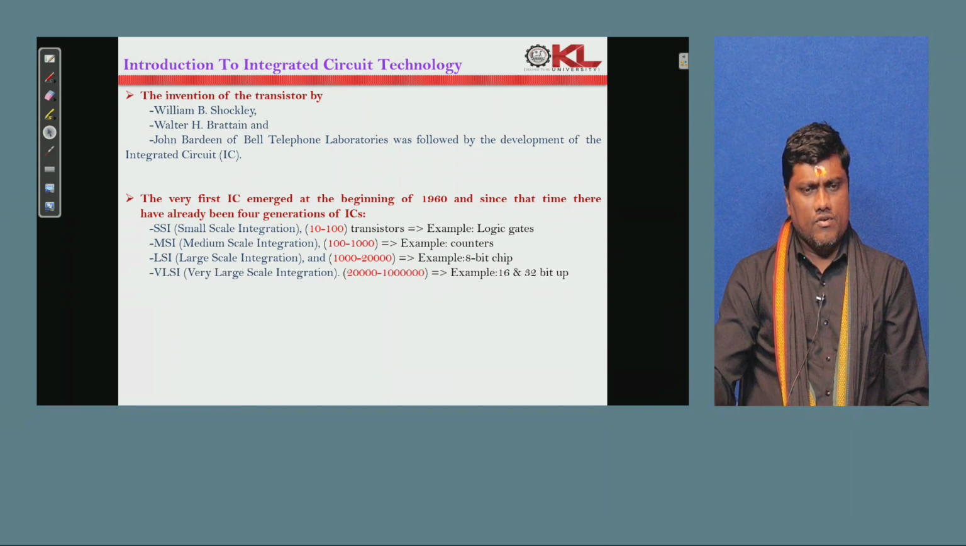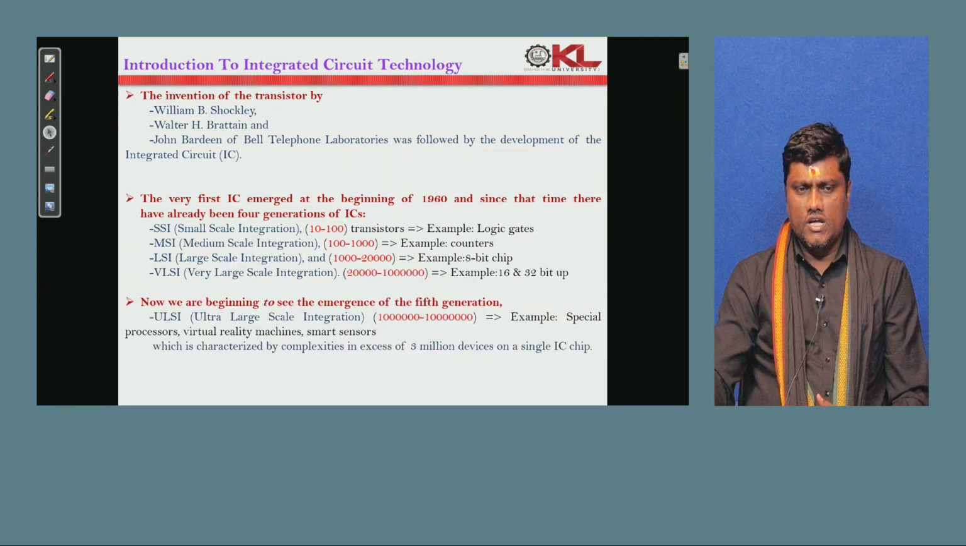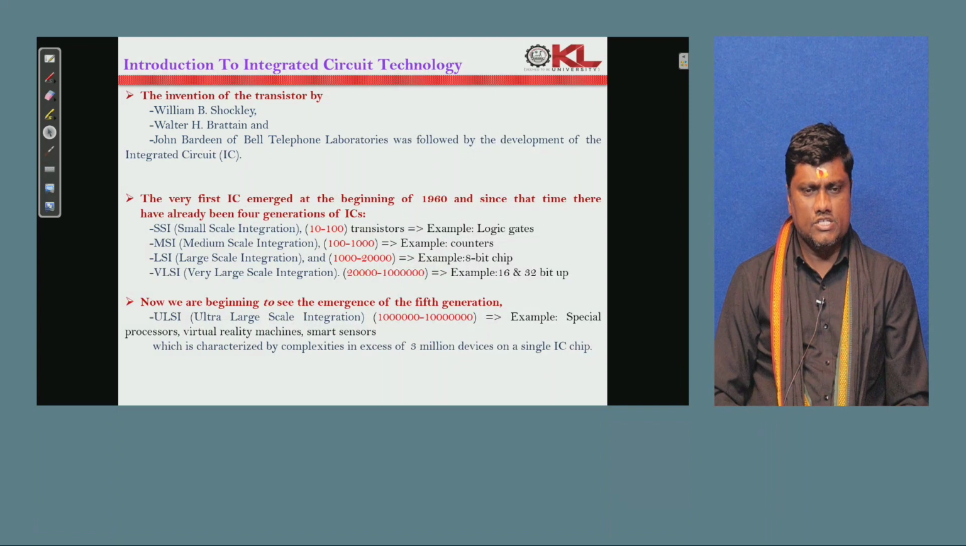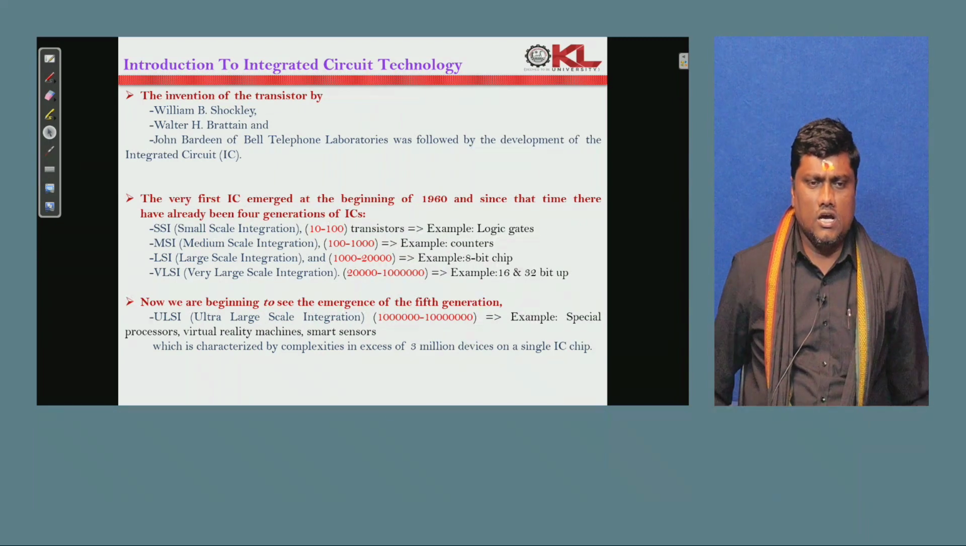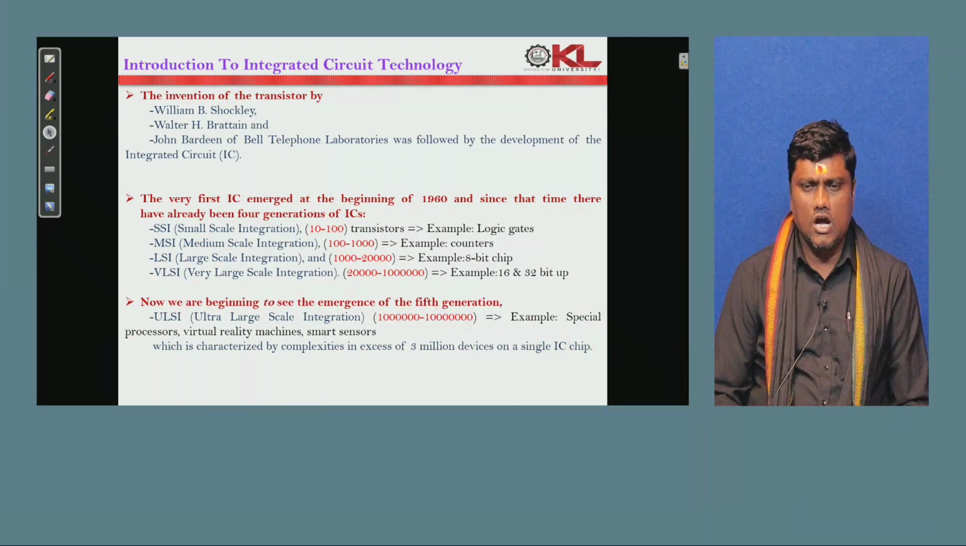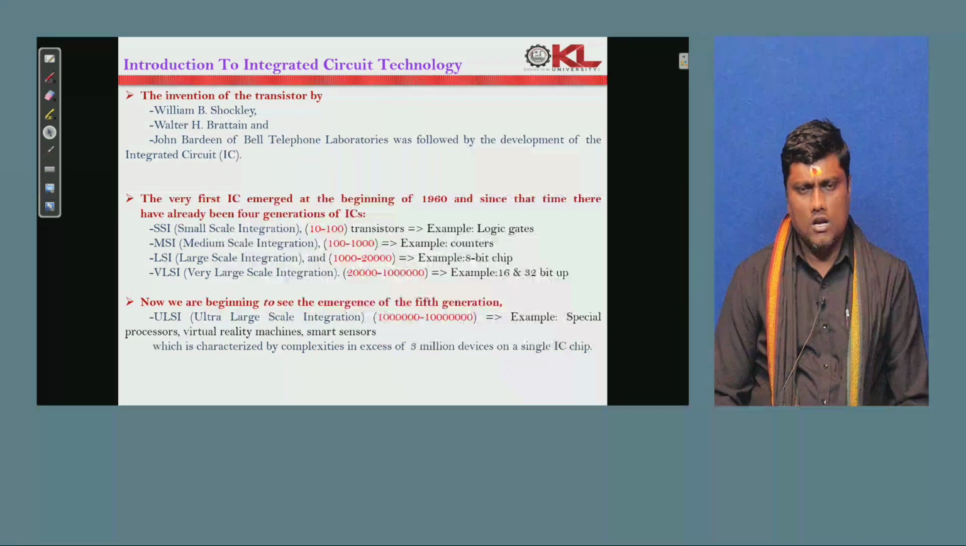After that we have very large scale integration, with examples like 16-bit and 32-bit chips, and after that we have ultra large scale integration, which is called ULSI, with special processors, virtual reality machines, smart sensors and all. We are now at the edge of VLSI, in the 5th generation, which is ultra large scale integration. All these integrations of devices have been developed once every 2 years, making the number of components double on their silicon substrate.